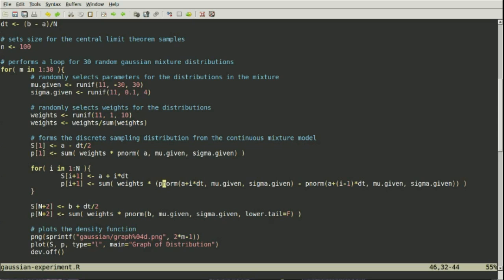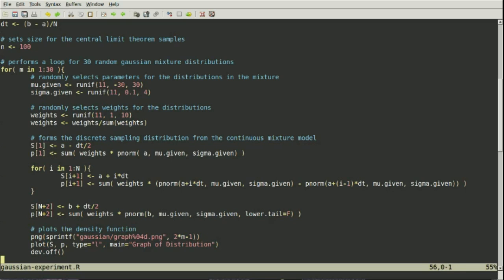And then, of course, we scale that by the weights, add them together, and we get our probability for that particular interval. Then we do the same thing for everything bigger than 50. So we'll take our representative of b plus dt over 2, calculate the upper tail for our Gaussians, weight them, add them together, and we get our probability for the upper interval. And so this will give us a discrete sampling of our values for essentially the entire real number line. And we have a discrete probability from that, from our Gaussian mixtures.